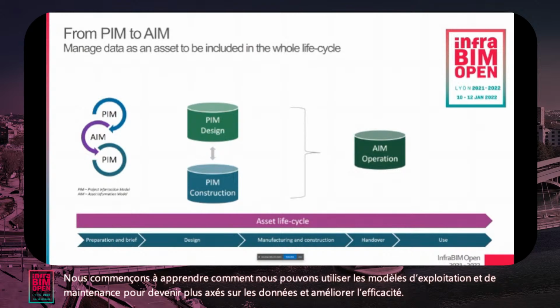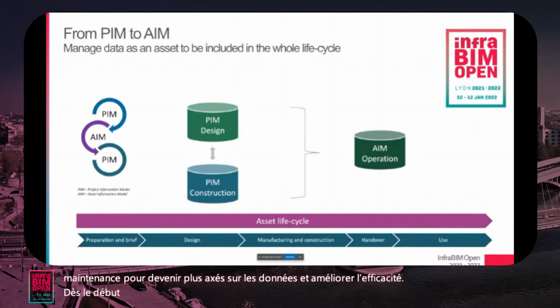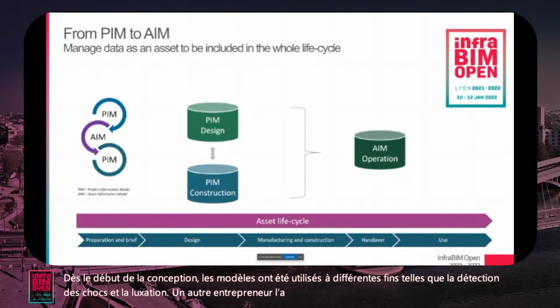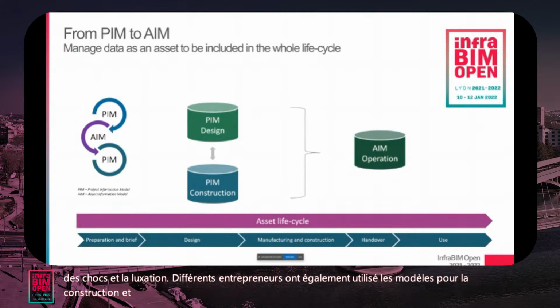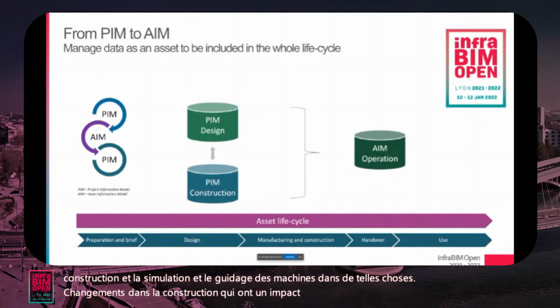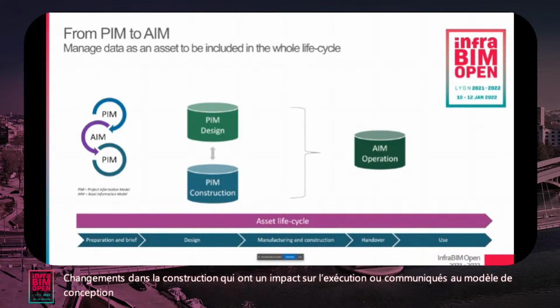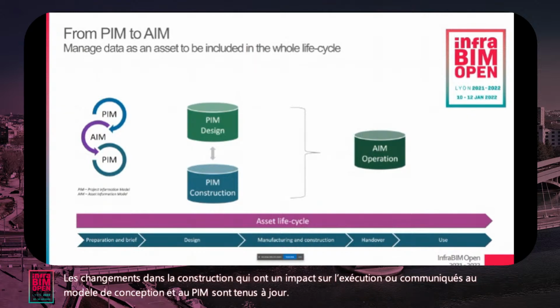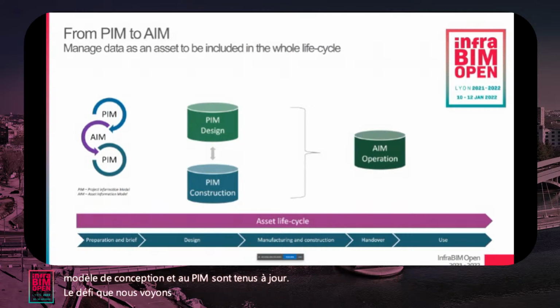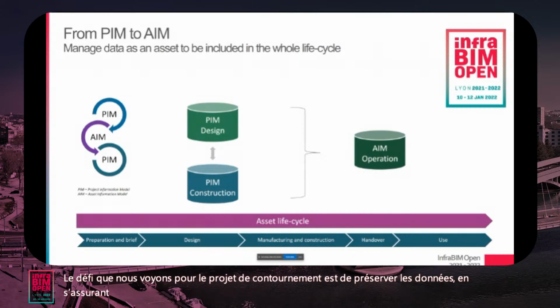From the start of the design, models have been used for different purposes like clash detection and visualization. Our different contractors have also used the models for construction and simulation and machine guidance and such things. Changes in construction that impact the execution are communicated back to the design model, and the PIM is kept up to date. The challenge we see for the bypass project is to preserve the data, making sure that the correct data is transferred from the PIM to AIM.